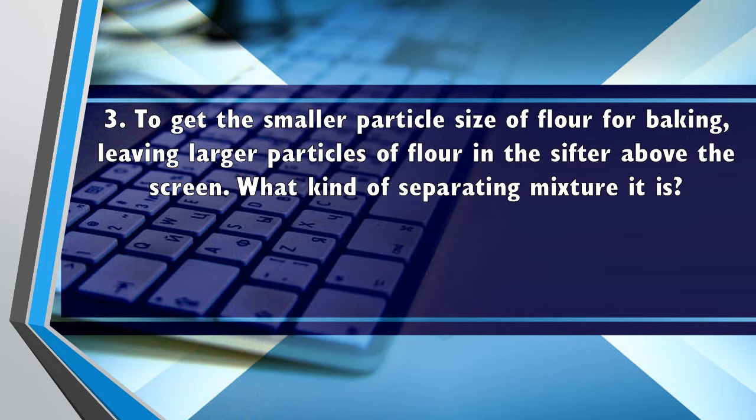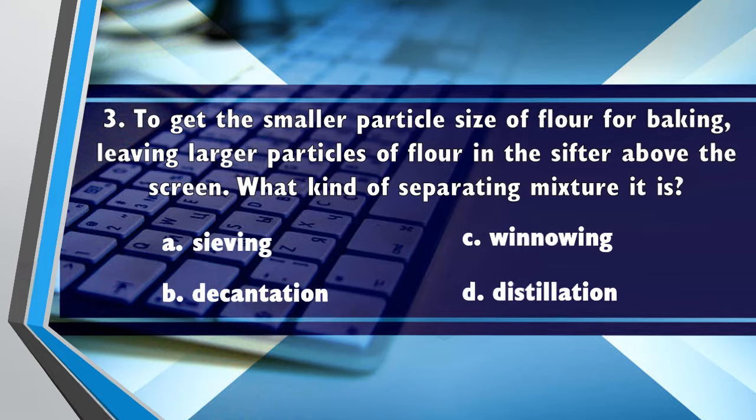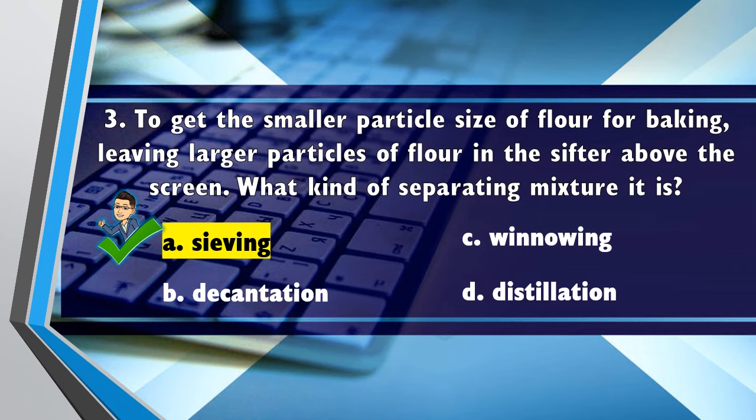Number 3. To get the smaller particle size of flour for baking, leaving larger particles of flour in the sifter above the screen, what kind of separating mixture is it? A. Sieving. B. Decantation. C. Winnowing. D. Distillation. The correct answer is letter A. Sieving.